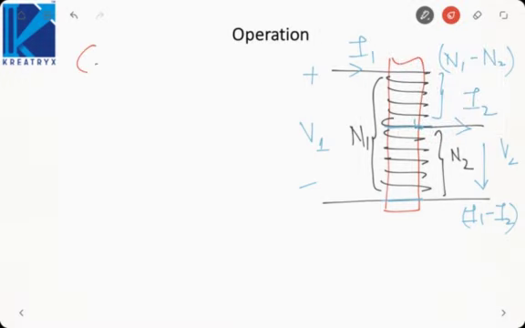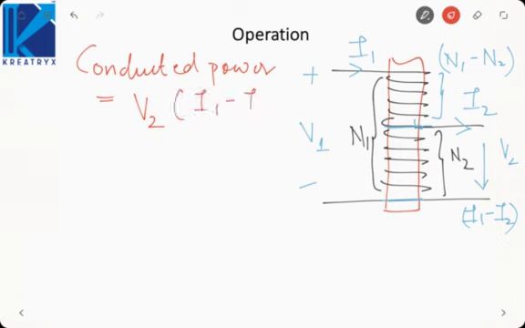So conducted power would be how much? The voltage across this winding is V2, current is I1 minus I2. So this is the amount of power that is conducted. The rest of the power is induced. Whatever power is across this part of the winding is not directly transferred to the secondary. It is transferred to the secondary by means of induction.